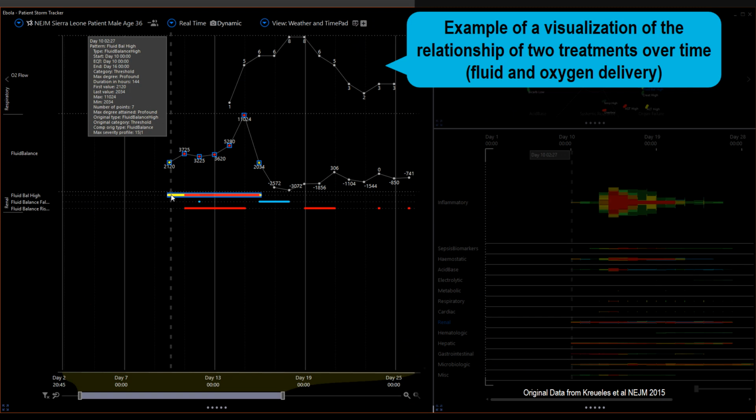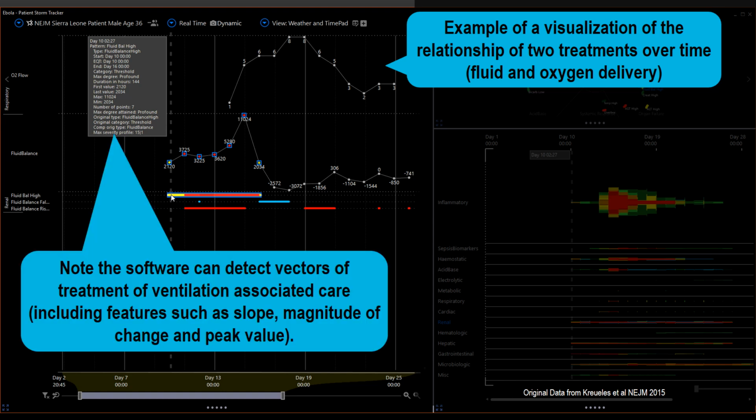Here's an example of a visualization of the relationship of two treatments over time, fluid and oxygen delivery. Note that the software can detect vectors of treatment and ventilation-associated care, including features such as slope, magnitude of change, and peak value.